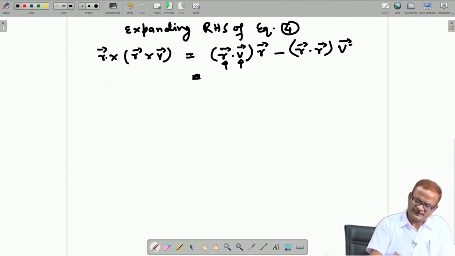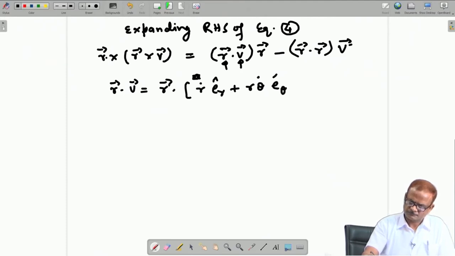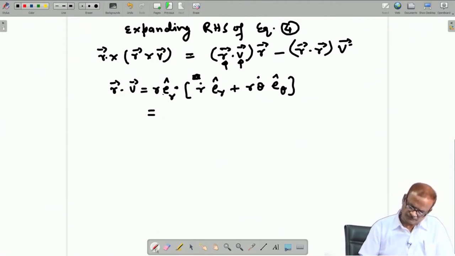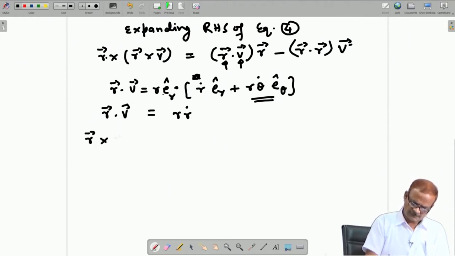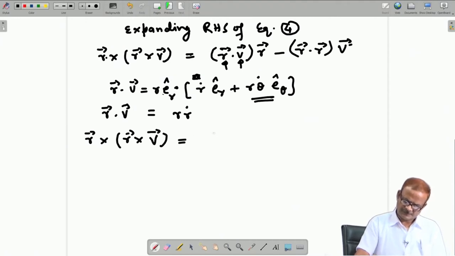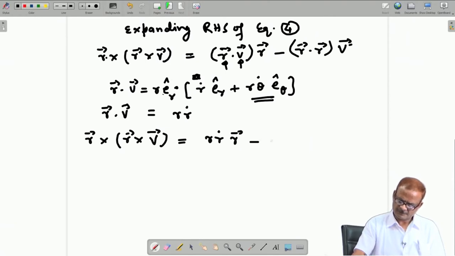Let us write r dot v equal to r dot v, where r equal to r times e_r cap and v has components along e_r and e_theta. Now this is a dot product, so this becomes r times r dot times e_r dot e_r, that is a unit vector, so this gives 1, and the e_theta part vanishes. So r dot v equals r times r dot. So r cross (r cross v) gets reduced to r r dot r minus r square v.